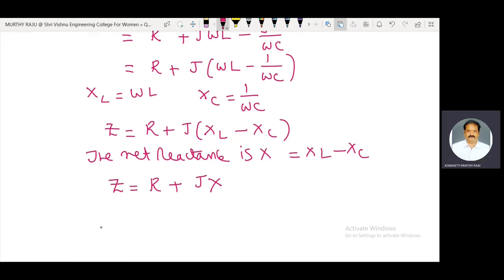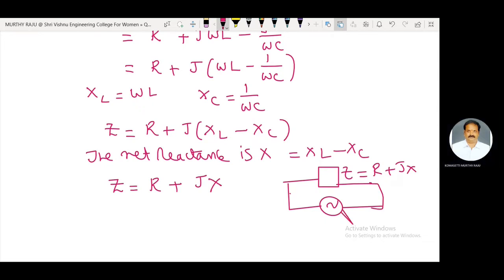At the resonance condition, resonance means the applied voltage and the current are in phase with each other. Z is equal to R plus jX. This one is the applied voltage V. The current obtained from that V is I. In phase means the impedance must be resistive in nature. Therefore, the net reactance value is equal to zero.